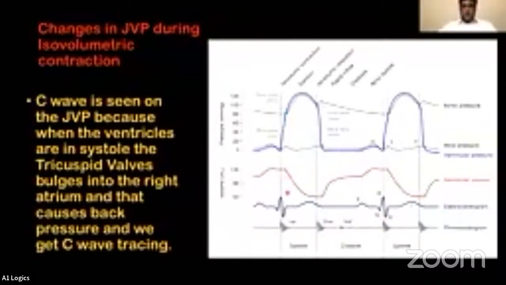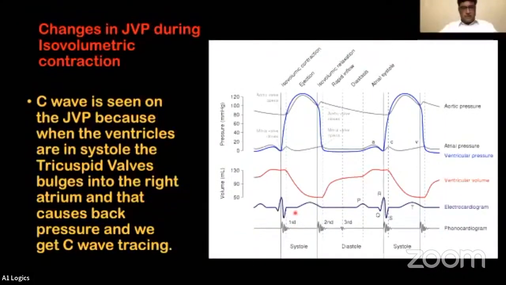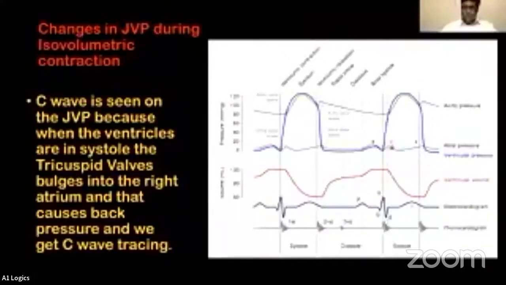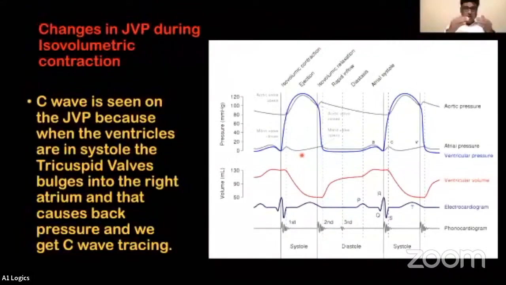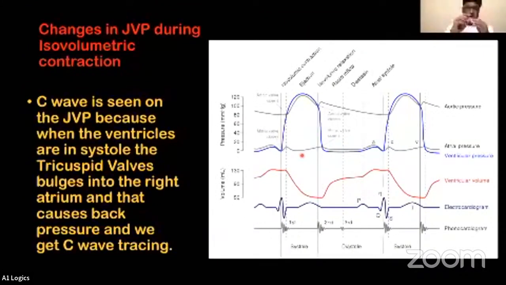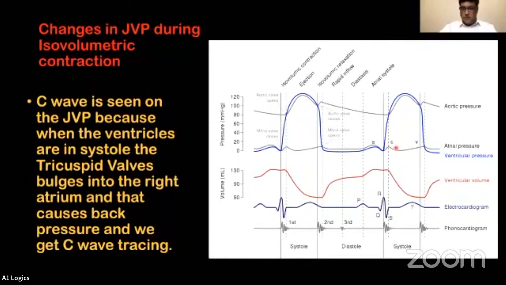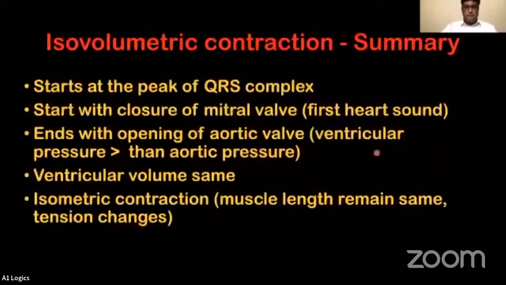How do we correlate this with the JVP? So what happens is a C wave is seen again, because now the pressure is being increased in the ventricle. What happens when the pressure is increased? The tricuspid valve bulges. So the slight pressure increase in the right atrium again causes back pressure, and we see the tracing C. You can exactly see the rise in the JVP, that is C, indicated by letter C.